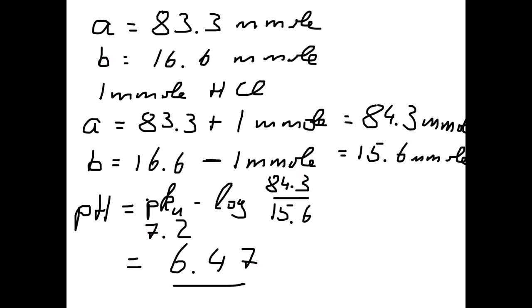Our 1 molar hydrochloric acid had a pH of 0, but if we add this together, then we get 6.47, and that is the principle of a buffer.